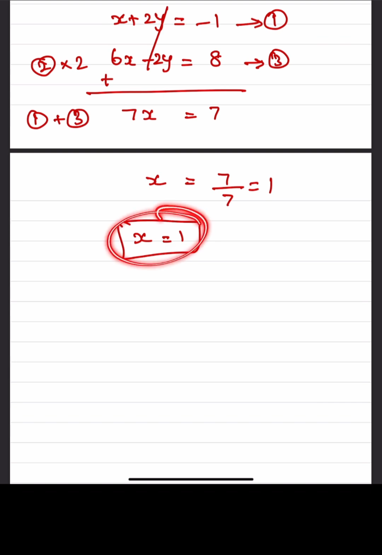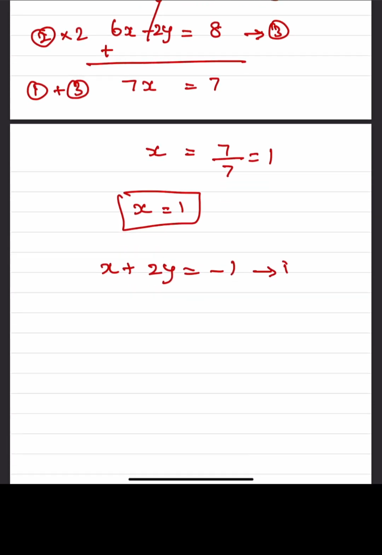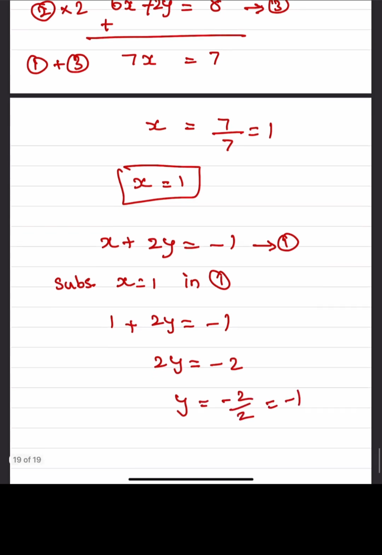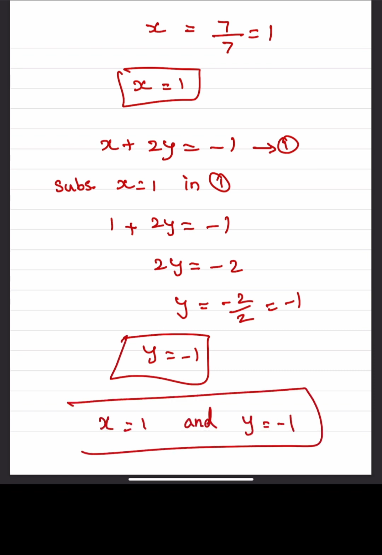Substitute this value into the first equation, x plus 2y equal to minus 1. Substitute x is equal to 1 in the first equation. So 1 plus 2y equal to minus 1. 2y equal to minus 2. y equal to minus 2 by 2, which is minus 1. So the value of y equal to minus 1. So our answers are x is equal to 1 and y equal to minus 1.